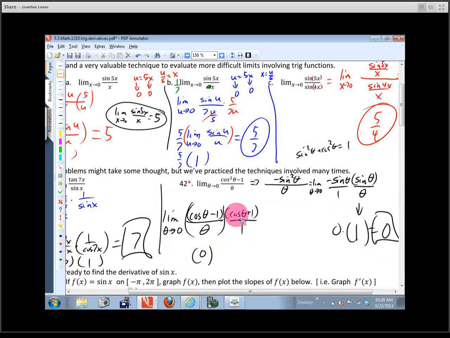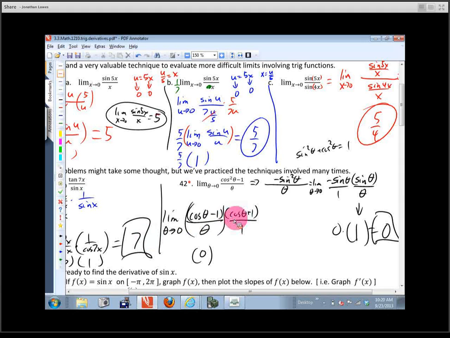As long as it's a number, we're okay. So let's just make sure that this is a number. If you plug in a 0, you get a 1 plus a 1. So you get a 2 on the top, 1 on the bottom. 2 times 0 is 0. So in either case, you end up with 0.